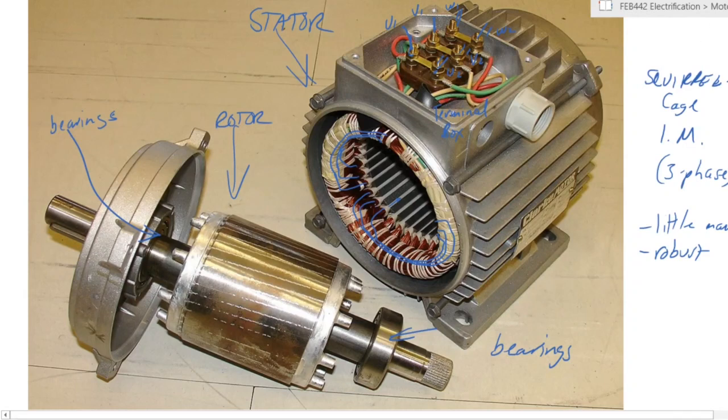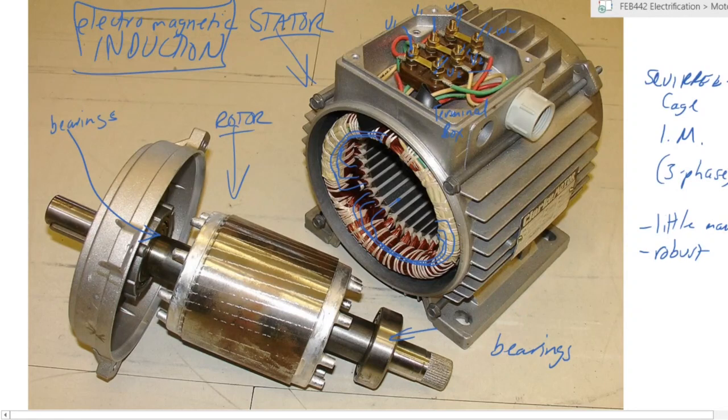Key number two. Remember, this motor is called an induction motor. The reason why it's called an induction motor is that the interaction between the windings in the stator and the windings in the rotor is through electromagnetic induction. This is the principle of operation that is used in the three-phase induction motor and indeed in the single-phase induction motors as well.